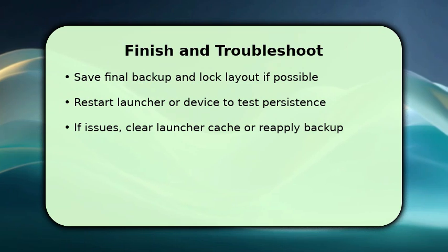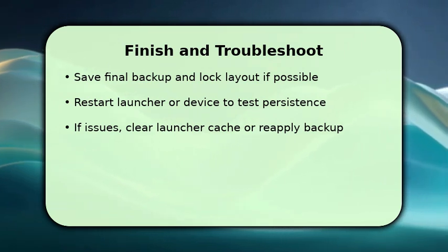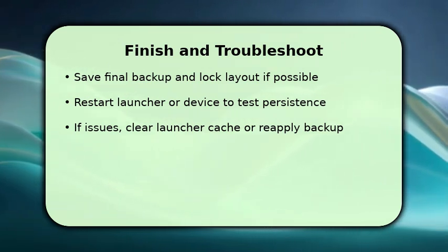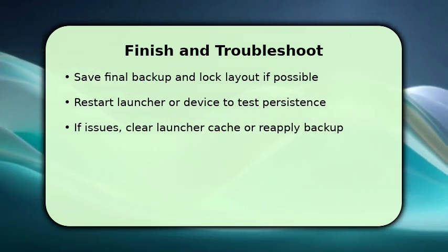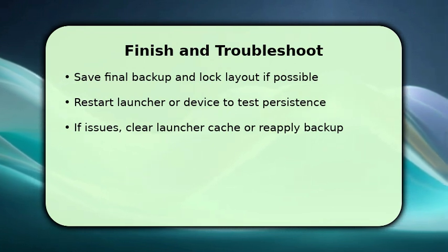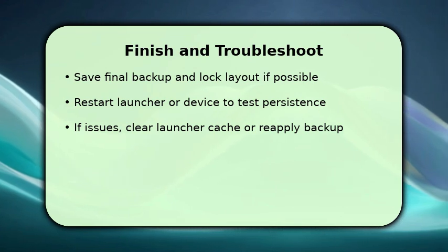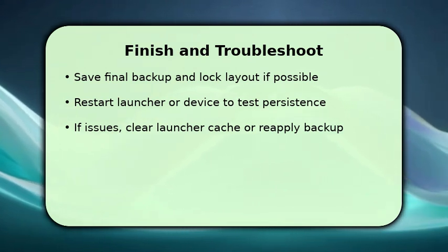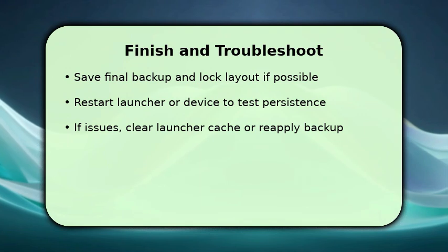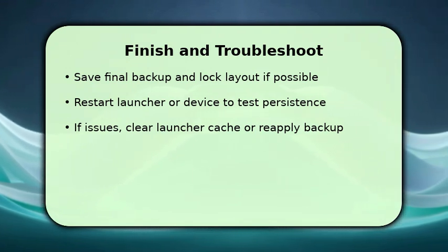widgets mount correctly. If an icon or widget disappears, clear the launcher cache and restart the launcher. If that fails, reapply your saved backup. As a last resort, reinstall the launcher or restore factory widget settings, and make note of app permissions that can block widgets from updating.